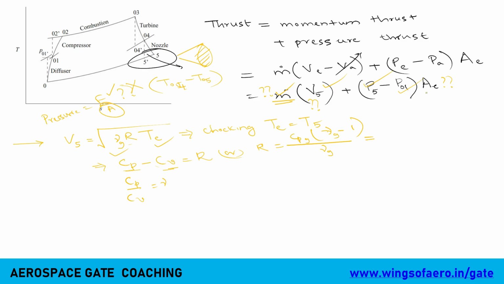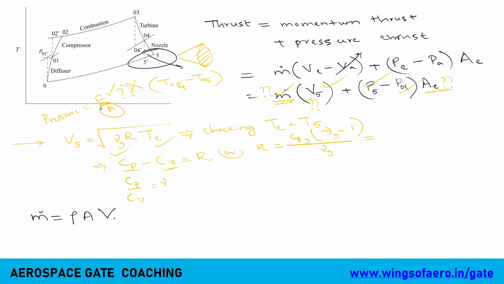Now next we have AE, that is the area. How can we find the area, or what is the alternative way? Which law can we implement to find the area? Mass flow rate is equal to rho A V. Very good. We can use the continuity equation: m dot equals rho A V.